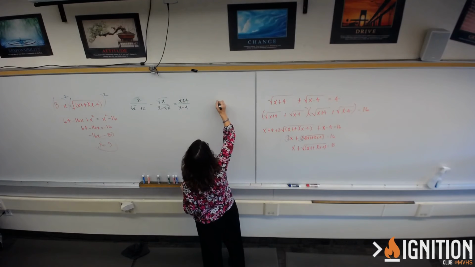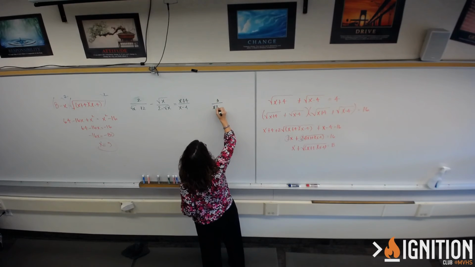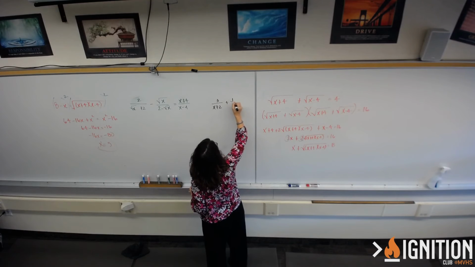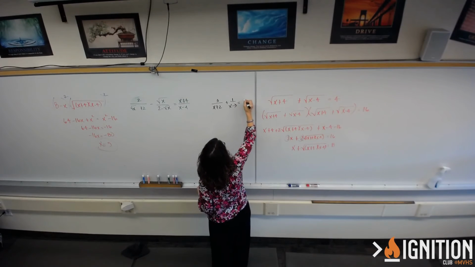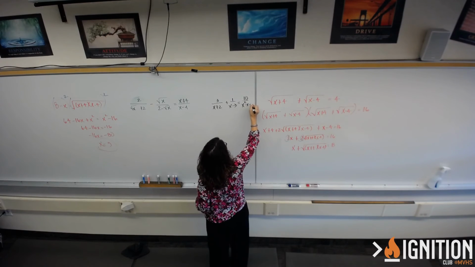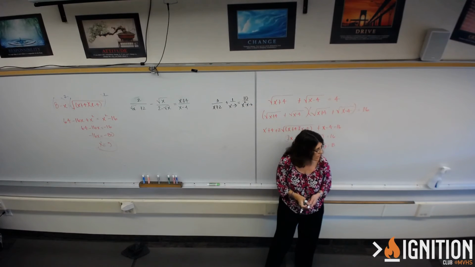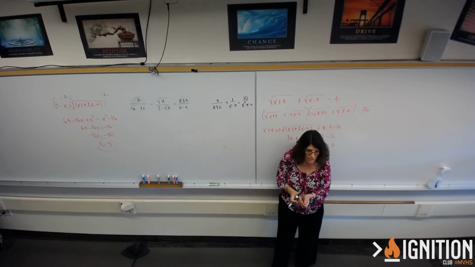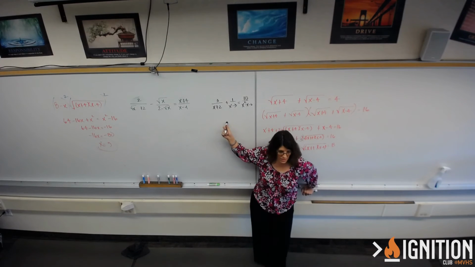If you had, like in your homework, 3 over x plus 2 plus 1 over x minus 3 equals 10 over x squared minus x minus 6. Find the common denominator. Find the common denominator. This is what you did in the homework due today.